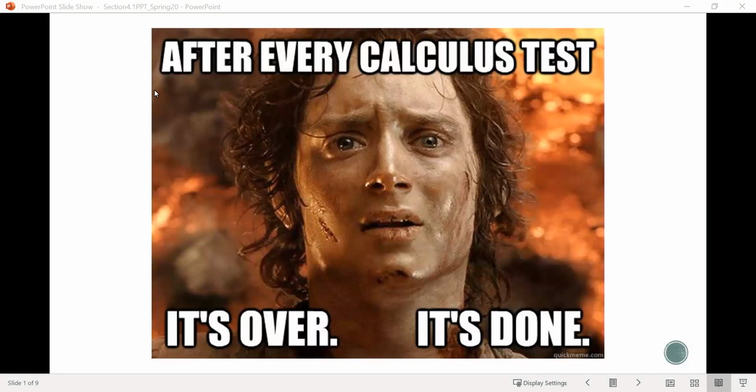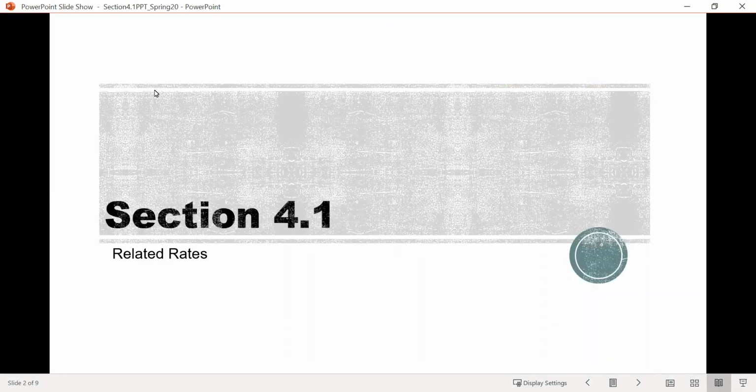Okay. So section 4.1 is over a concept that we call related rates. And the idea here is we've been talking about derivatives as rates of change. So now we're going to look at rates of change that are related, or maybe looking at in a problem we have more than one rate of change. And if we know one or two of them, how do we find the other one?